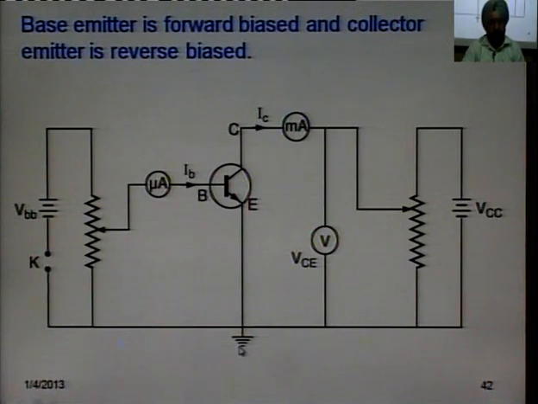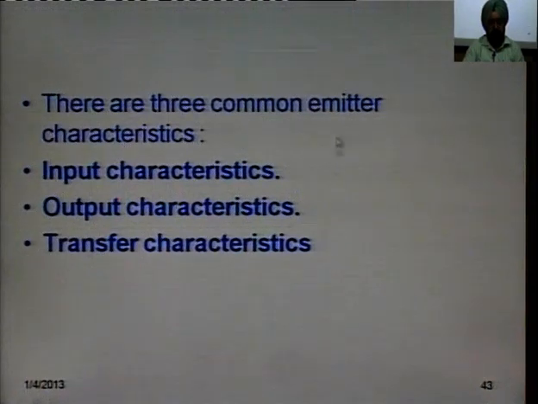Base current is small, so you will use a microammeter here. Collector current is large, you will use a milliammeter here. There are three common emitter characteristics: input characteristics, output characteristics, and transfer characteristics.